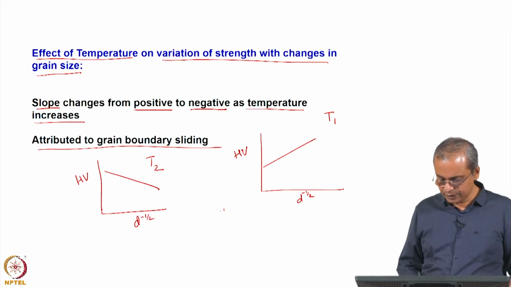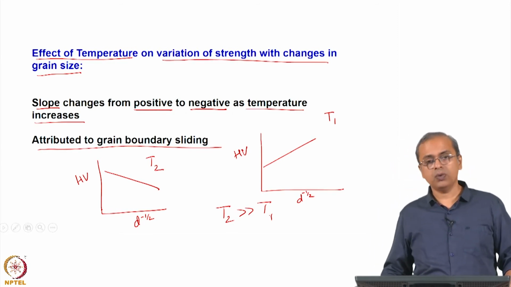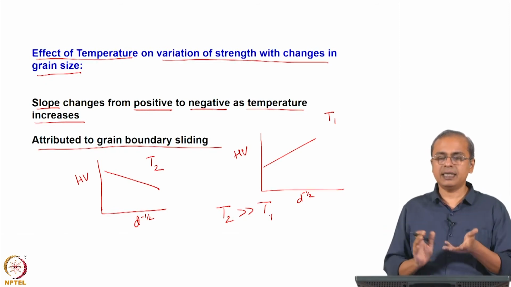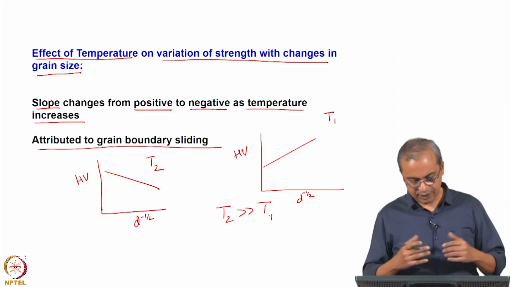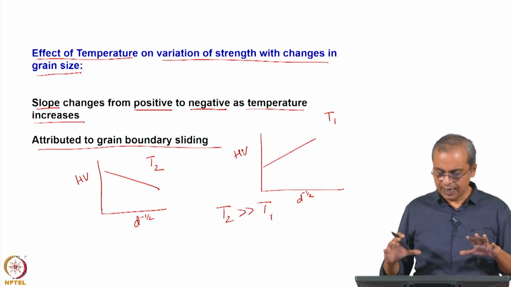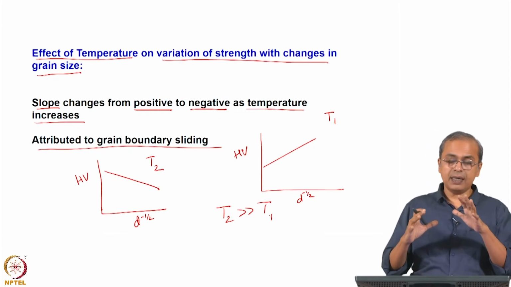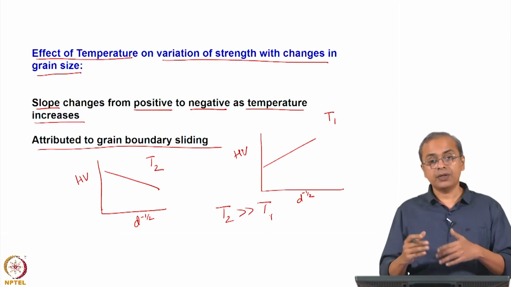And where T2 is significantly greater than T1, you see that this relationship has changed. So, temperature effects on the relative strengths of grain and grain boundary have been investigated to differing degrees, and so these kind of phenomena have been seen before.